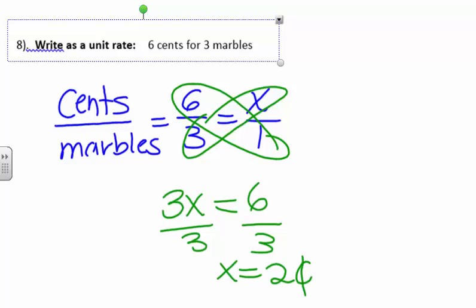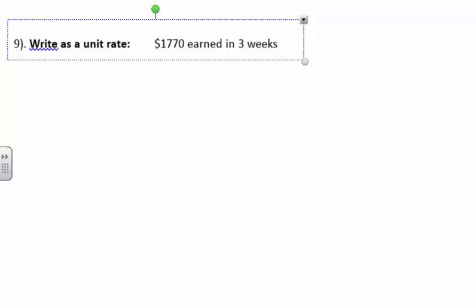So it is equivalent to 0.02, which is what's on your test. All right? Let's look at number 9. Number 9 says write as a unit rate.